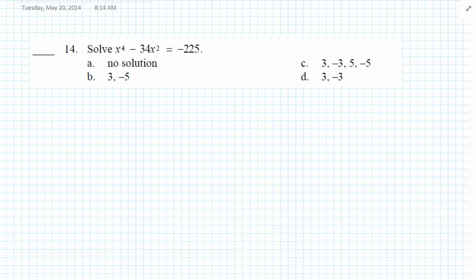Okay, number 14. Solve x to the 4th minus 34x squared equals negative 225. Okay, step 1. We're going to treat it like a quadratic because we can, because it's x to the 4th and x squared. So it's important we see that. So let's rewrite it. X to the 4th minus 34x squared. We're going to add 225 to each side, so we can set it equal to 0.